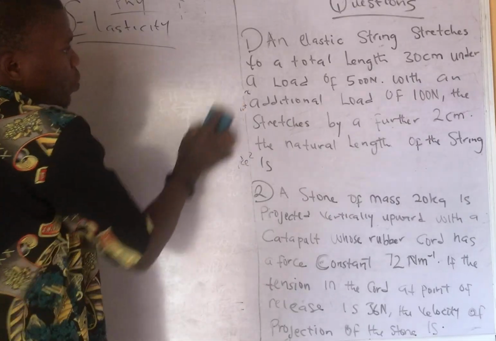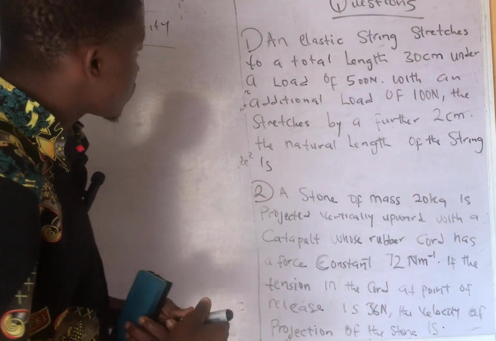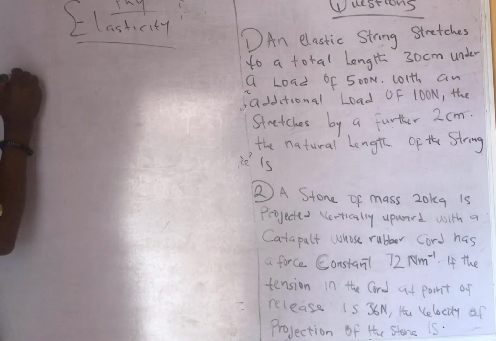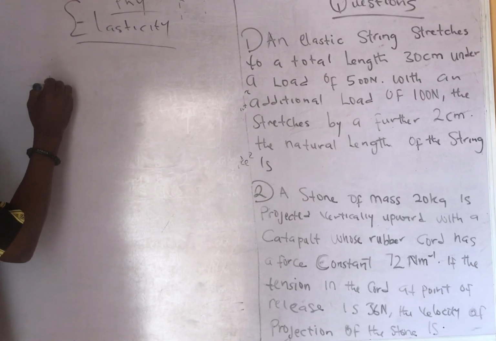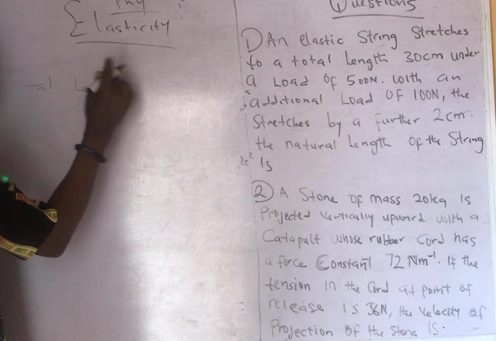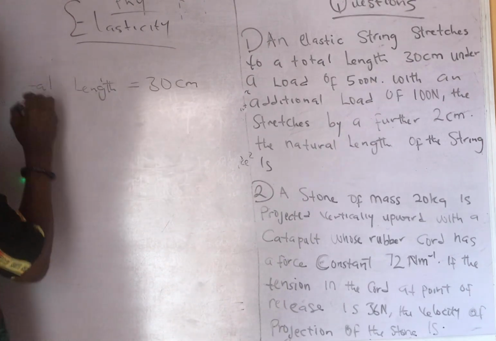Now let's solve the question on the board. They said an elastic string stretches to a total length of 30 centimeter. Now let's write the parameters. When you are given a question like this, it's better you write the word parameter first. So the total length is equal to 30 centimeter.